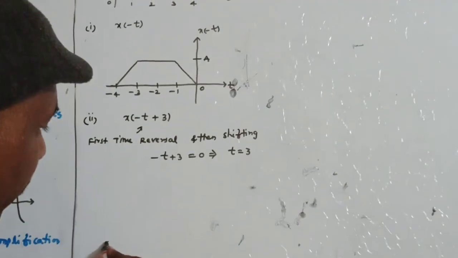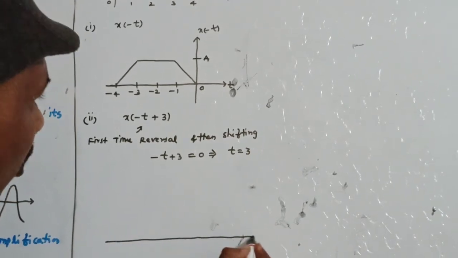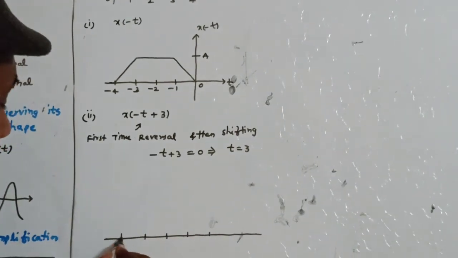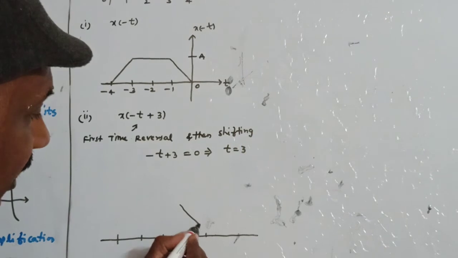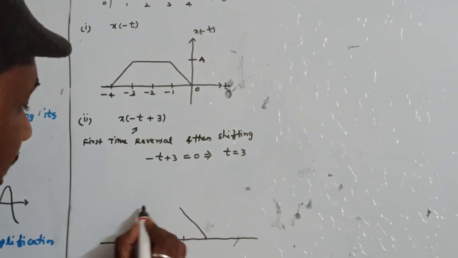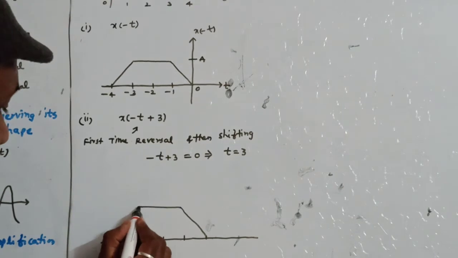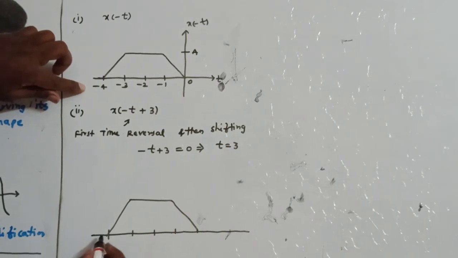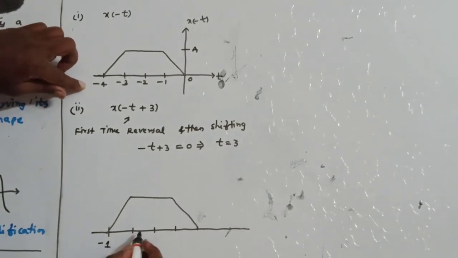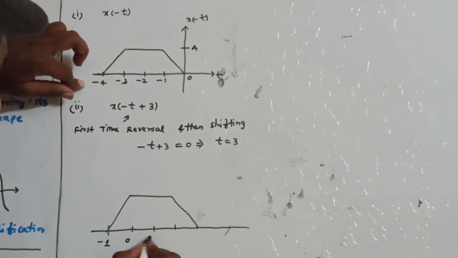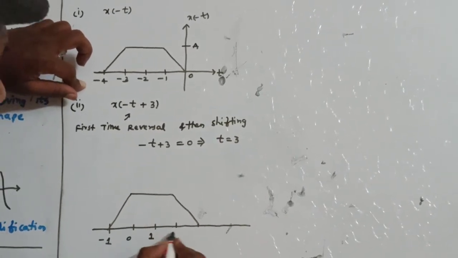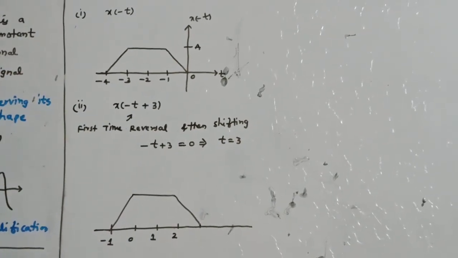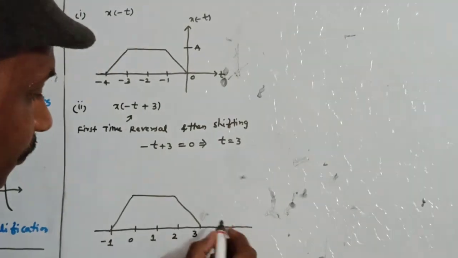So first, draw the original signal. First draw the scale, draw the time reversed signal. Our time reversed signal is like this. So add 3 to the time reversed signal: minus 4 plus 3 will become minus 1, minus 3 plus 3 will become 0, minus 2 plus 3 will become 1, and minus 1 plus 3 will become 2. Okay, sorry, minus 3 plus 3 will become 0, and 0 plus 3 will become 3, like that.